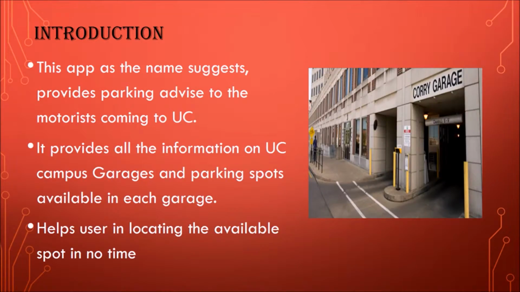This app, as the name suggests, provides parking advice to the motorists. It provides all the information on UC campus garages and parking spots available in each garage. Not only this, the app also helps users in locating the available spot in no time. This application is supposed to be compatible with Android as well as iOS devices. The idea is to make this app available to the UC community through the UC mobile app or independently downloadable, as visitors may not be interested in installing the UC app.